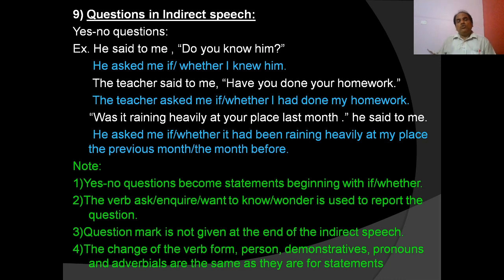Note that yes-no questions become statements beginning with if or whether. The verbs ask, inquire, want to know, wonder are used to report the question. A question mark is not given at the end of the indirect speech. The change of the verb form, person, demonstratives, pronouns, and adverbials are the same as they are for statements.